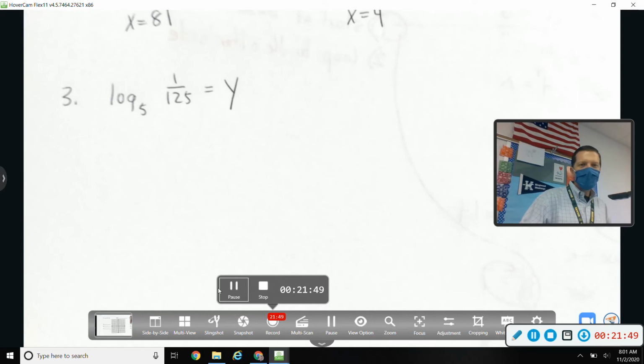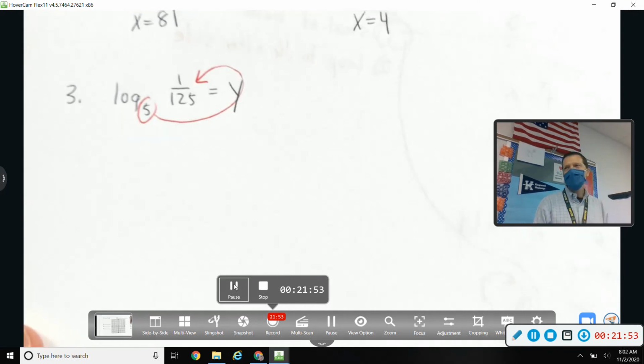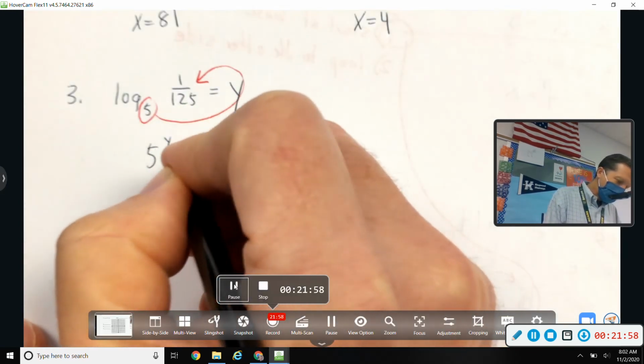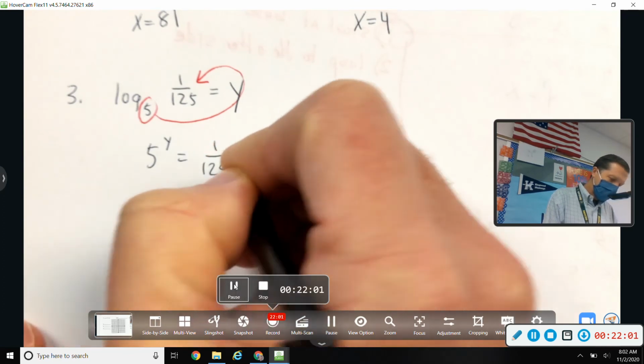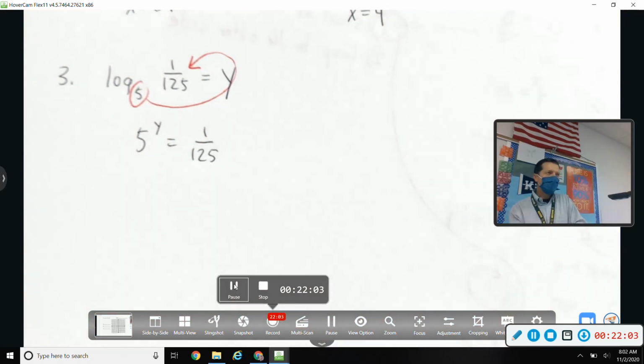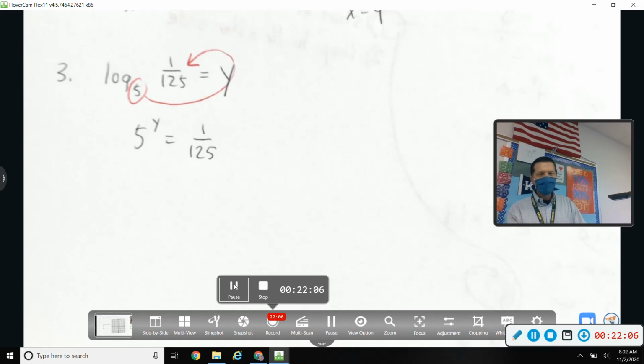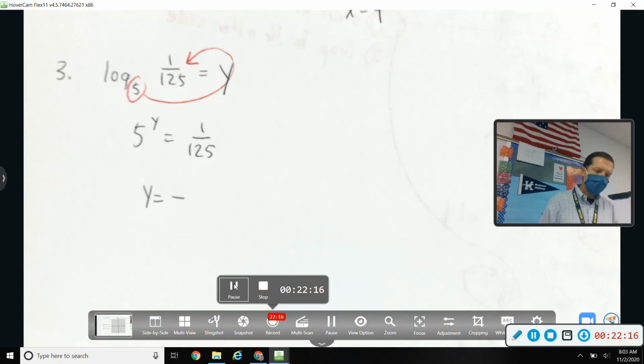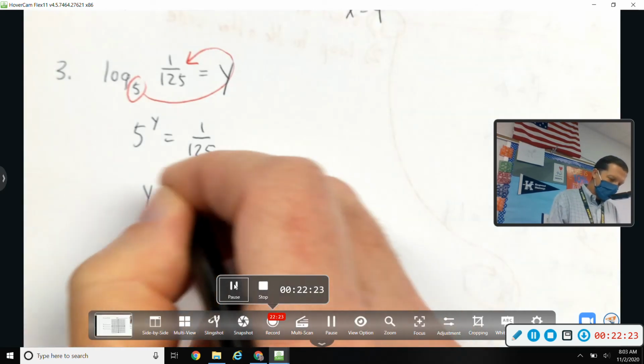Log base 5 of 1/25 equals y. Again, fishhook, fishhook, fishhook. 5 to the y equals 1 over 25. So we still need to know about exponent rules and how exponents work, but we've at least removed the log from this equation. So let's see, it's flipped. So that means y has to be negative something. That would do the flipping. And then how do I get from 5 to 25? You would square it. So y equals negative 2.